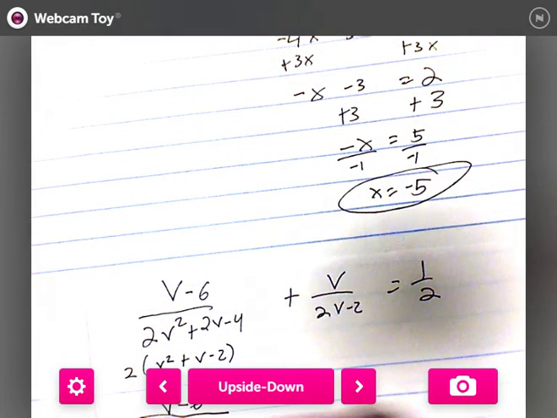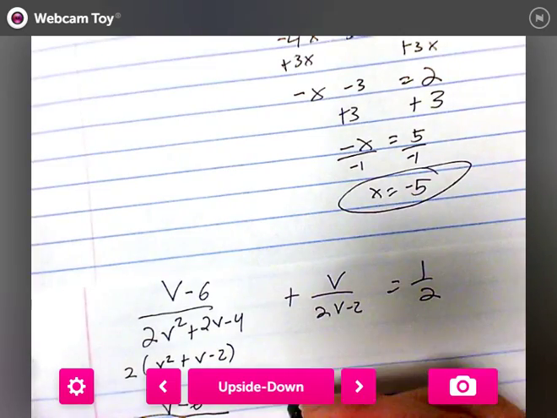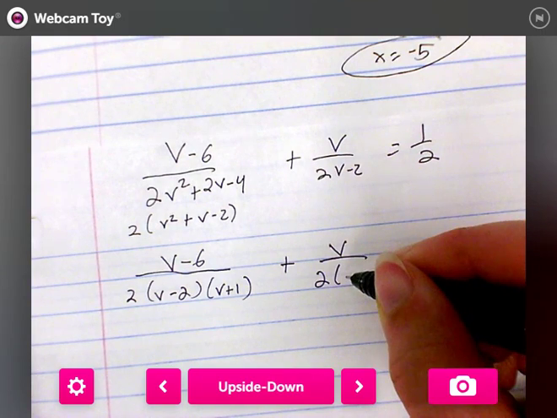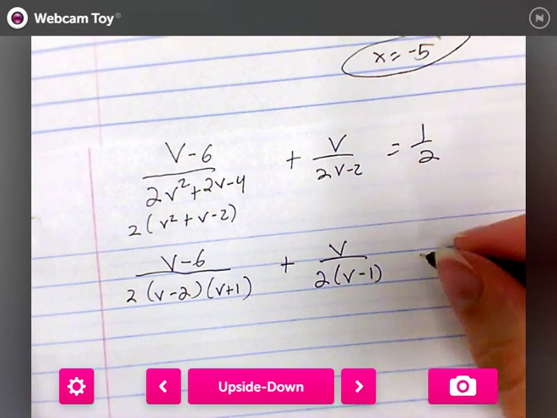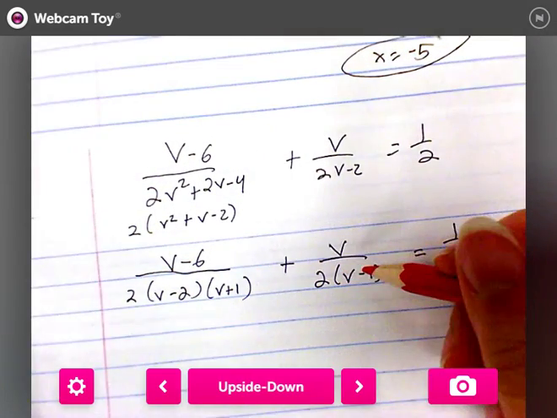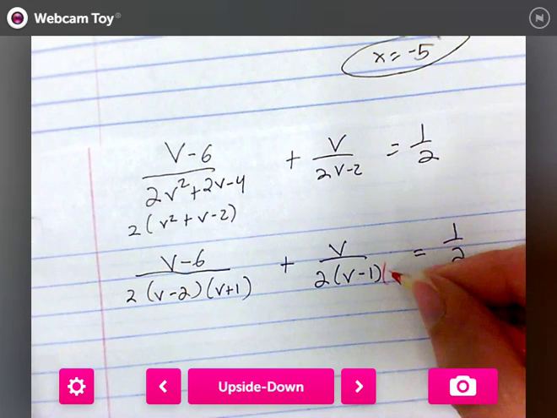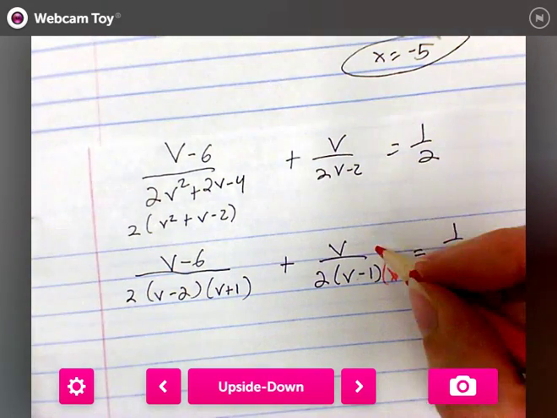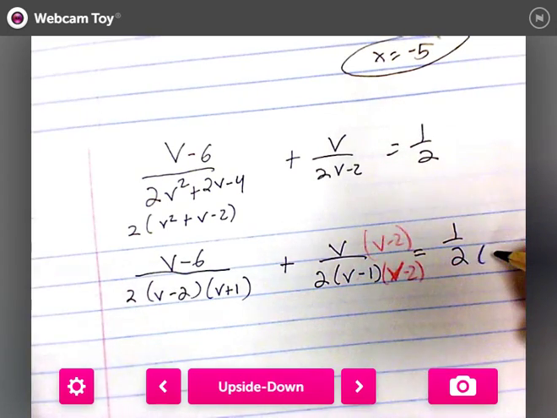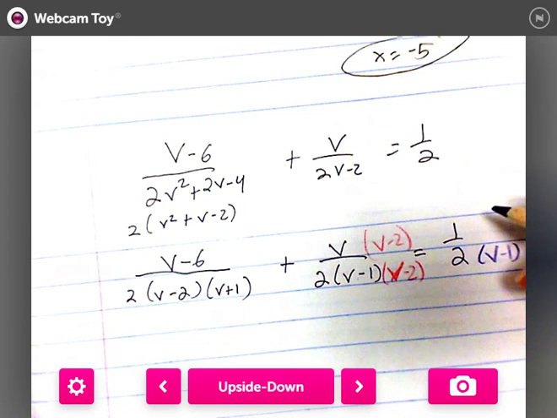Shh. And then that's easier to factor. I get v minus 2 and v plus 1. Okay? Sorry. And then I get, on the bottom, I take out a 2 for this one. And then I've got equals 1/2. Okay, so I know for my middle one, I'm going to have to times the top and bottom by v minus 2. Okay? For my third one right here, I'm going to have to multiply by v minus 1 and v minus 2.